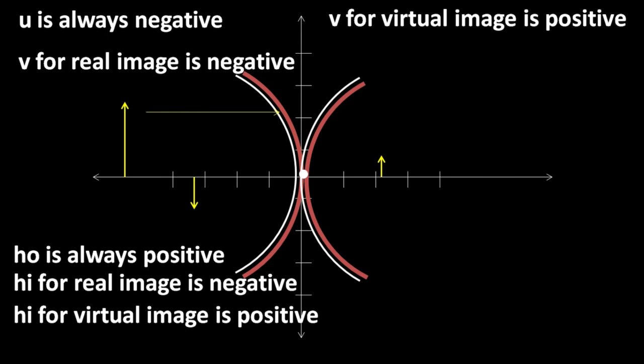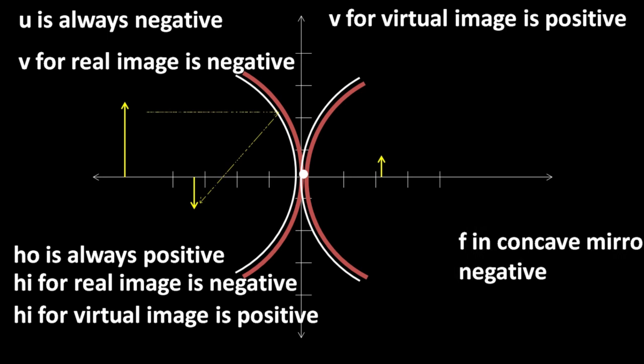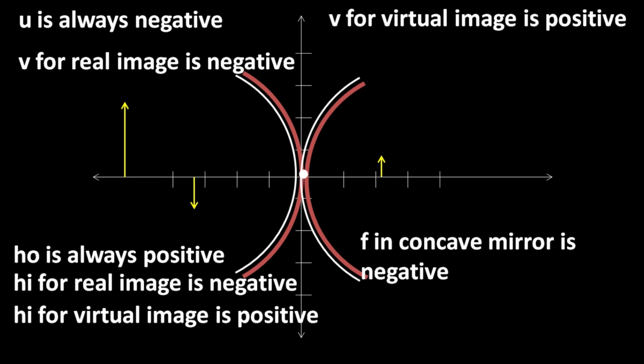Ray of light coming parallel to principal axis, falling on a concave mirror after reflection passes through focus. You see, the focus is in front of the mirror on the left hand side. So we get the focal length in case of concave mirror is negative.